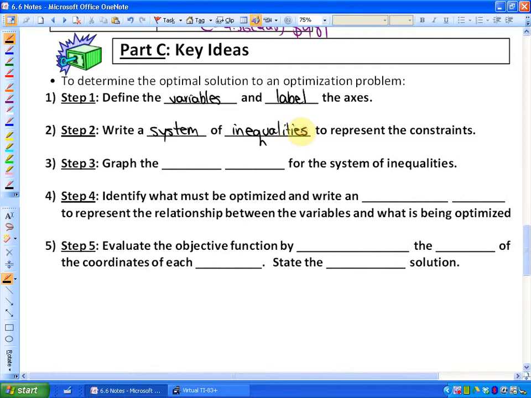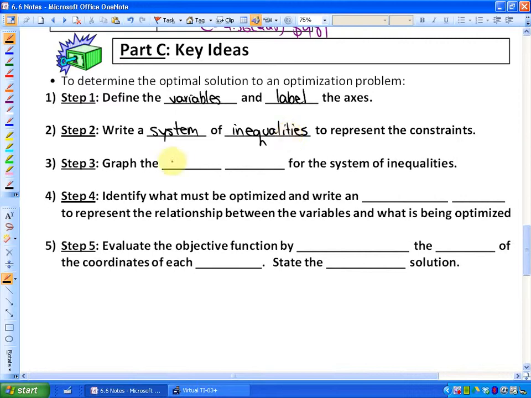to represent the constraints. If it's not a word problem, those will be given to you. If it's a word problem, what are the inequalities? Do you need exactly more than double the amount of hot dogs than hamburgers, or no more than 100 hot dogs, or less than 40 narrow boards? Whatever the constraints happen to be, you set up that system of inequalities.